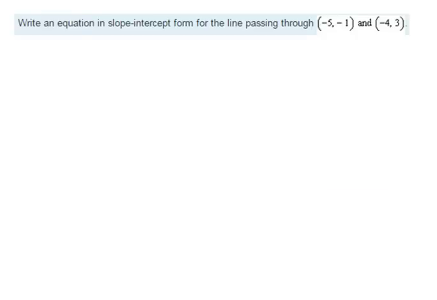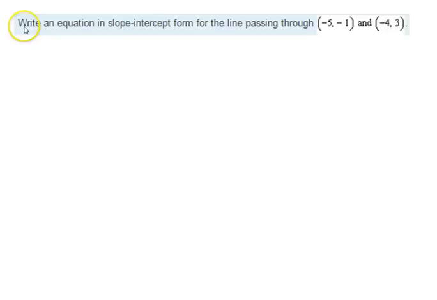The first problem I have up on the screen here is from Power Standards Quiz 15, where you have to write an equation in slope-intercept form given 2 points. So we're going to write an equation in slope-intercept form for the line passing through these 2 points. And if we're going to write an equation for a line, we need to know the slope of that line. And if we're given 2 points, we can find the slope by using the slope formula.